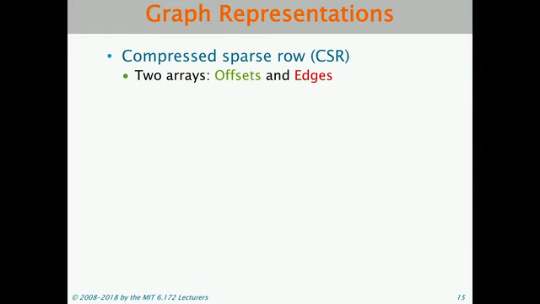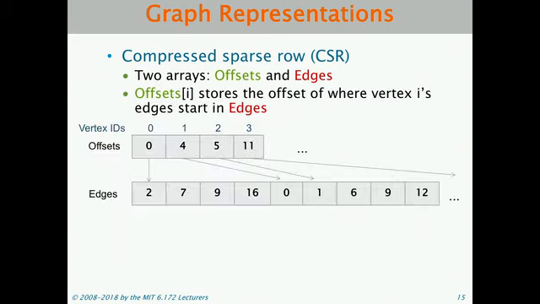We have the offsets array and the edges array. The offsets array stores an offset for each vertex into the edges array, telling us where the edges for that particular vertex begin in the edges array. So offsets of i stores an offset of where vertex i's edges start in the edges array. In this example, vertex 0 has an offset of 0, so its edges start at position 0 in the edges array. Vertex 1 has an offset of 4, so it starts at index 4.